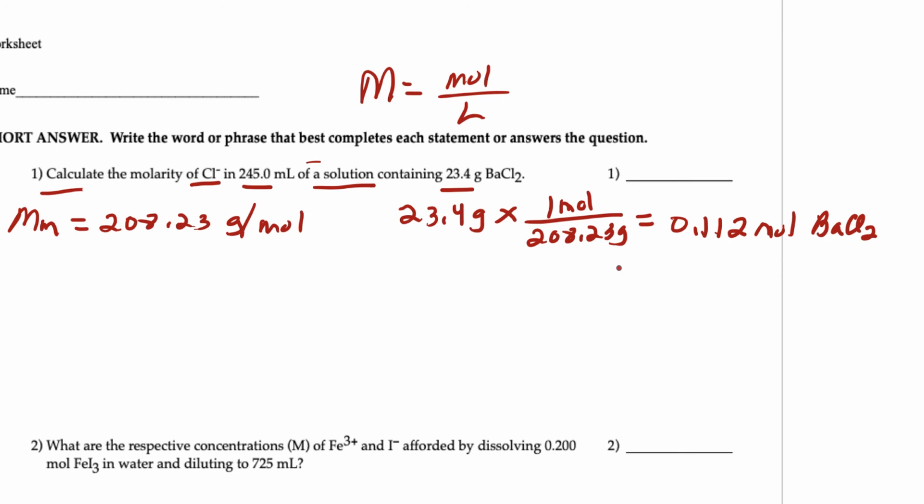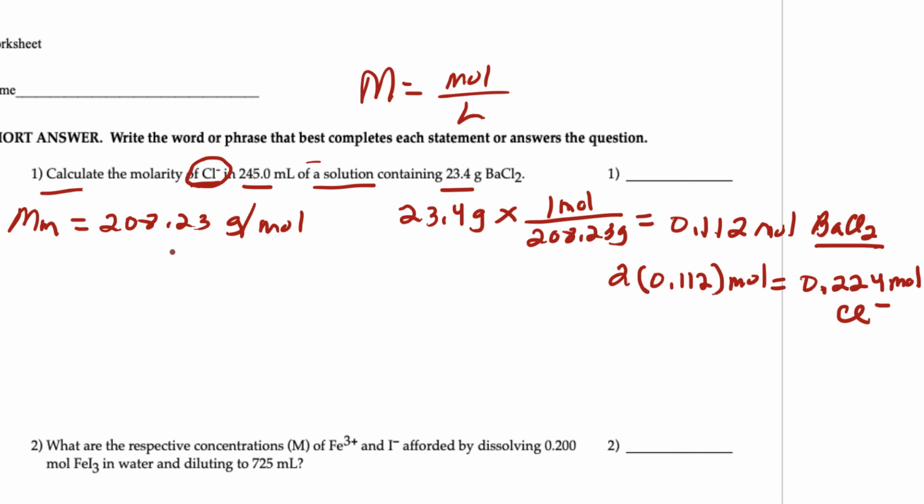Now they want to know the molarity of the chloride ion. One mole of barium chloride contains 1 mole of barium and 2 moles of chloride ion. When we dissolve that, it dissolves into 1 mole of barium ion and 2 moles of chloride ion. So the number of moles of chloride ion would be 2 times 0.112 moles, which is 0.224 moles of chloride ion.